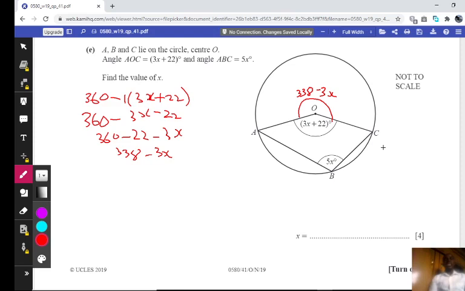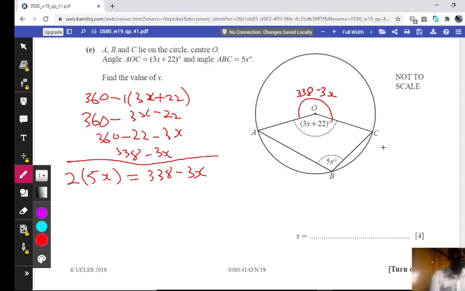The angle at the center is twice the angle at the circumference. So we put 2 times 5x is equal to 338 minus 3x. The angle at the center, which is this one, 338 minus 3x, is 2 times 5x, which is at the circumference of a circle. Then remove the bracket and simplify. This one will be 10x is equal to 338 minus 3x.